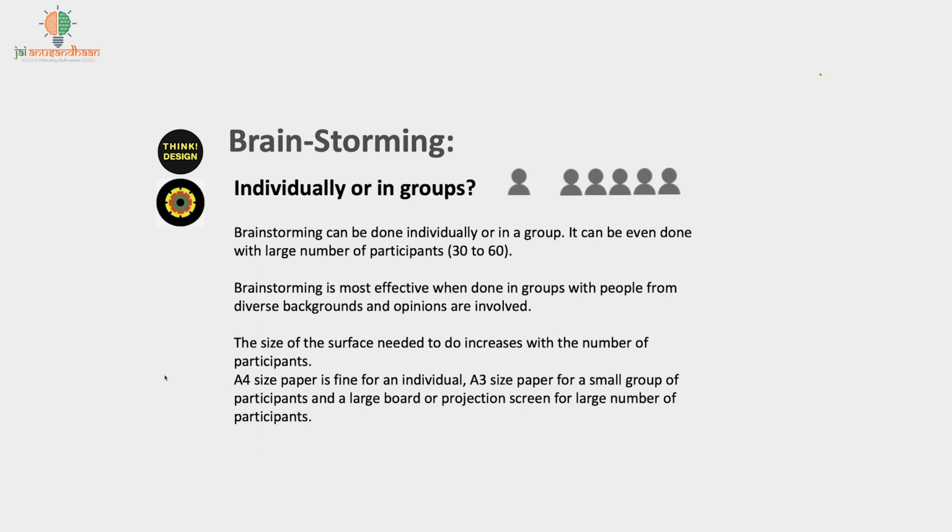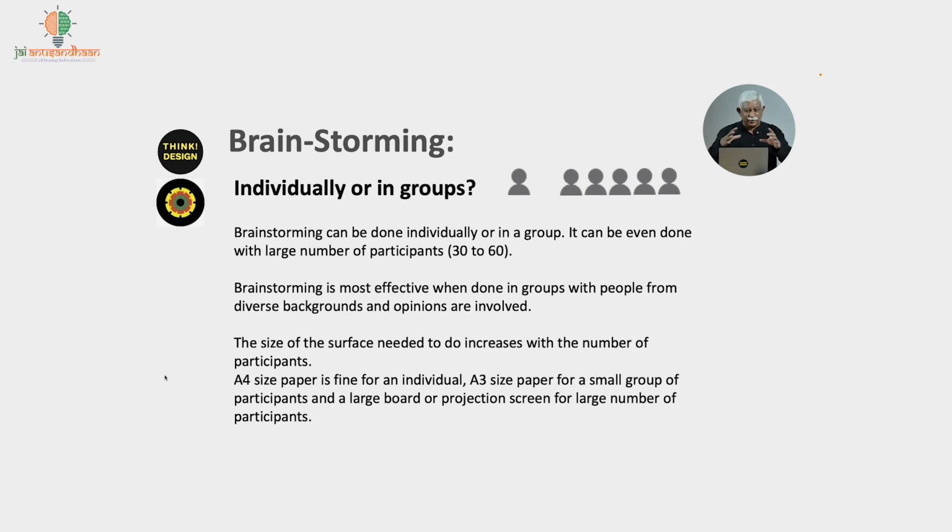So how can it be done? Whether individually or in groups. Brainstorming can be done as an individual. You can do it all by yourself. But being in a group helps because you can generate keywords faster, and it can be diverse also. It can even be done with a large number of participants, 30 to 60. It becomes more effective when it's done in groups, and with people with different backgrounds and opinions, so you get a variety of ideas or keywords.